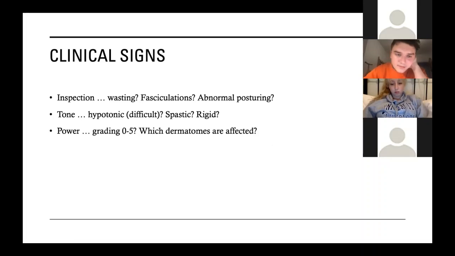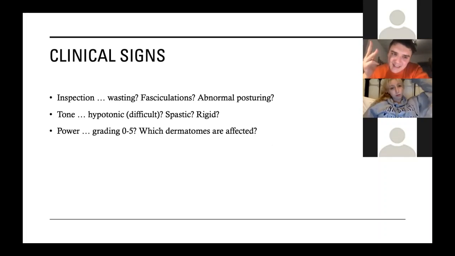I didn't go too much into that, but in terms of power, you can think 5 is normal power, 4 is slightly reduced power, 3 is you can work against gravity, 2 is you can work when gravity is removed, 1 is, oh, I've mixed this up a bit. I'll include that in the notes afterwards. I do apologize. So 0 is no power, 1 is you can work with gravity removed, and then it goes up one by one. And also which dermatomes are affected.